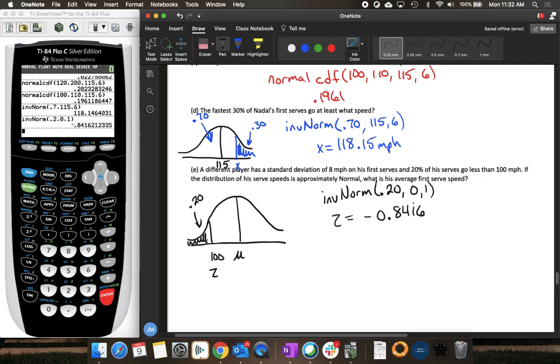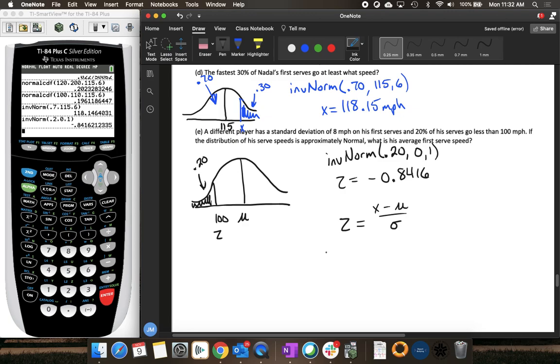Now, you might not see why that's helpful just yet, but let's remember what the formula for a z-score is: you take your value for the observation minus the mean, divided by your standard deviation. Let's plug everything we know into that equation. So we know that z was negative 0.8416. We know that x was our value that we used before, so that was 100. We still don't know our mean, but we do know our standard deviation is 8. So we'll take that and divide by 8.